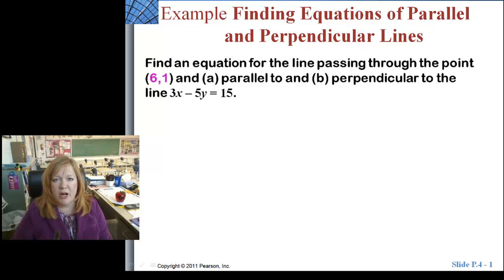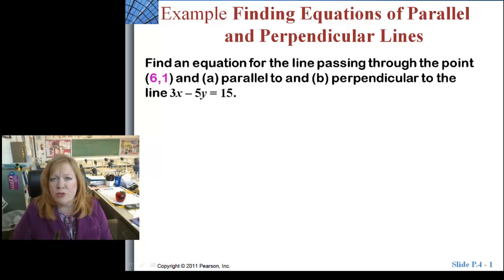Hello and welcome back. We are in day 2 of P4 notes, and the P4 section is all about equations of lines. Today we're going to talk about finding equations of parallel and perpendicular lines, and you're also going to need your graphing calculator. There are pre-printed notes for these, so make sure you have your pre-printed note sheet in front of you, and let's get going.